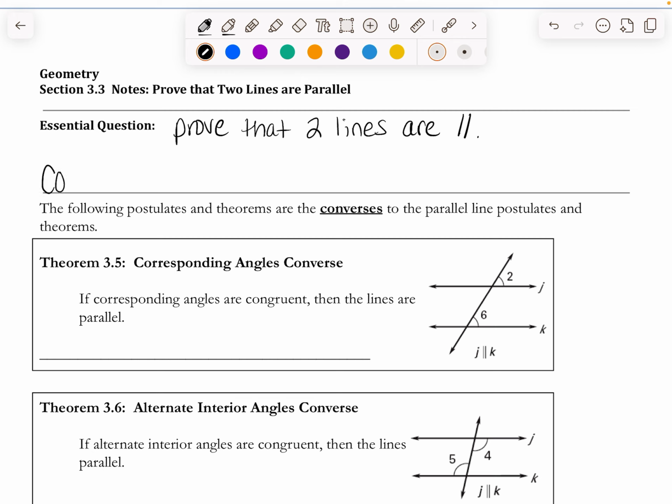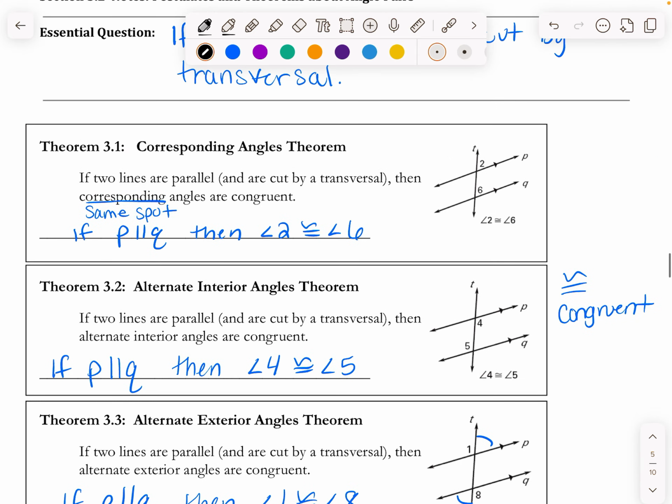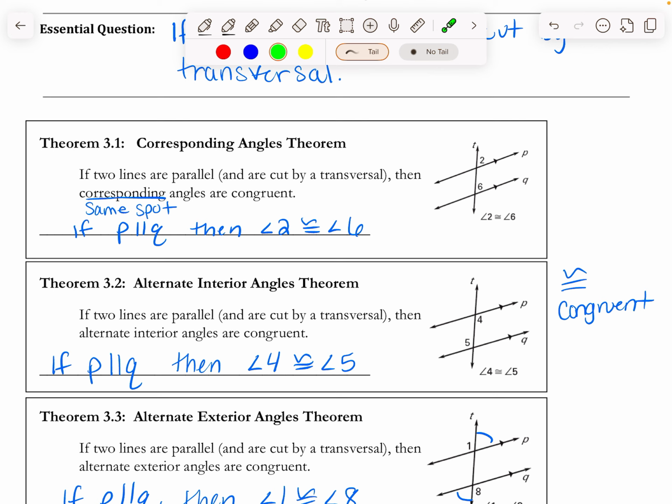And remember, we learned about the conditionals. And remember, a conditional is like if P, then Q. So we first learned the conditionals, or the original theorems, back in 3.2. So let me just go back a couple pages here and look at our original theorems. So we learned the corresponding angles theorem, and we've been using that to find the values of these different angles, all these theorems we've been using so far. So the corresponding angles theorem said that if the lines were parallel, then the angles were congruent. So if the lines were parallel, then 2 and 6 were congruent.